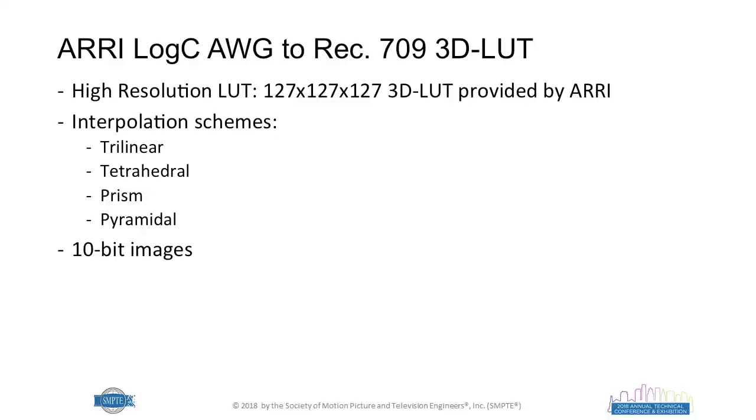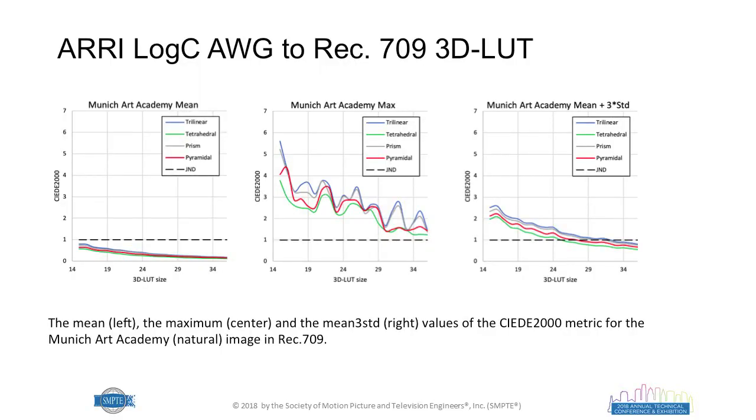So we first tested our approach on Rec 709 SDR. So we got from ARRI a LogC to Rec 709, very large 3D-LUT, 127 cube. We tested all the interpolation schemes that I mentioned just earlier: Trilinear, Tetrahedral, Prism, and Pyramidal. The images had their bit depth reduced to 10-bit, and we started our analysis. So this is the first part of the result. So let me try to explain.